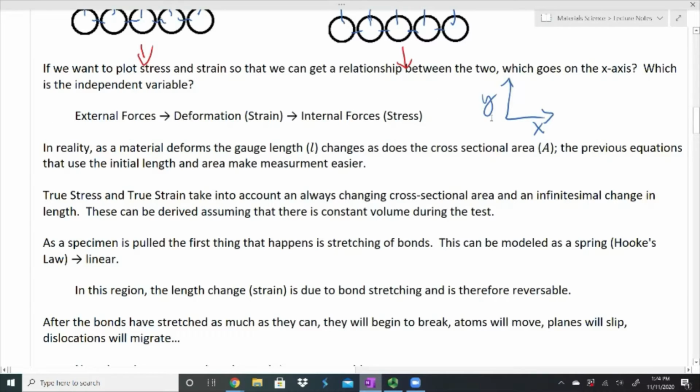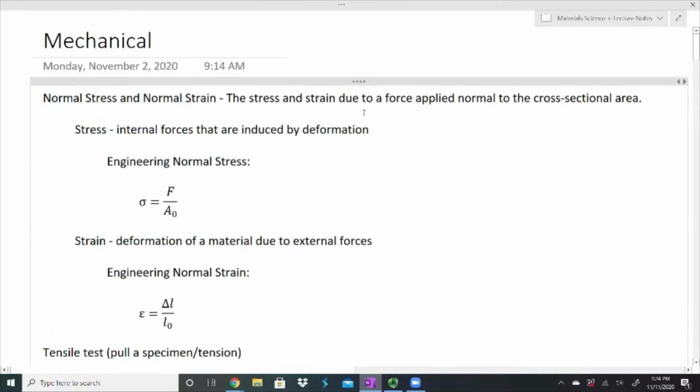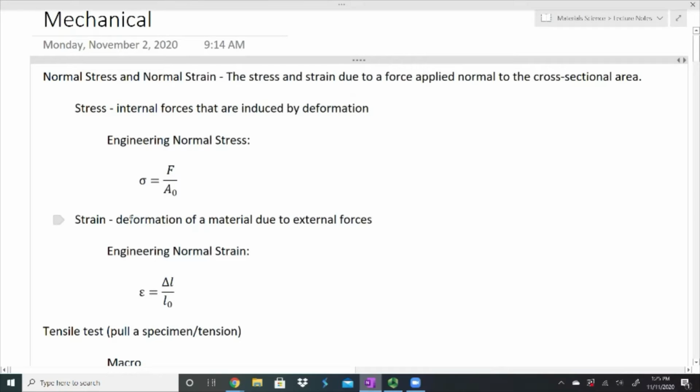And what happens when we strain our material? By definition, we get internal forces that we call stresses. So remember, if we come back up here, our strain is our deformation due to an external force, so that's something we can control. And the thing that's going to happen when it deforms is we're going to get internal forces.